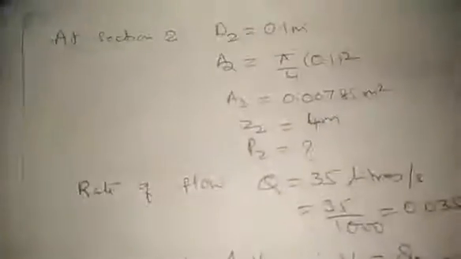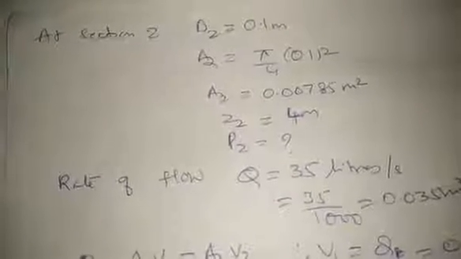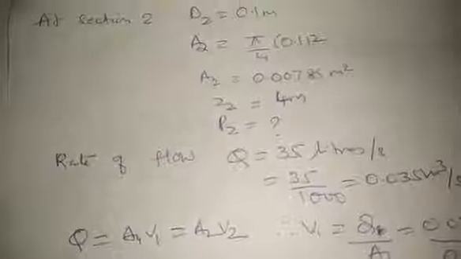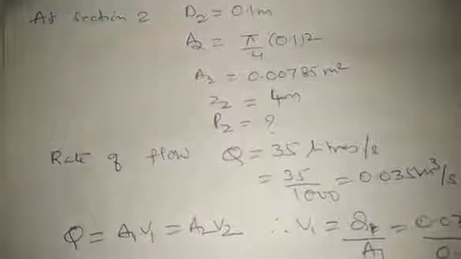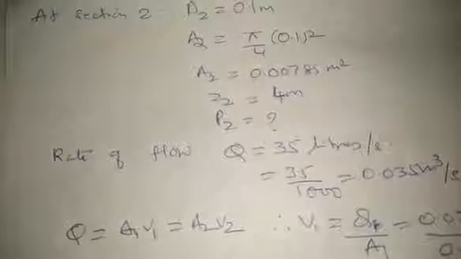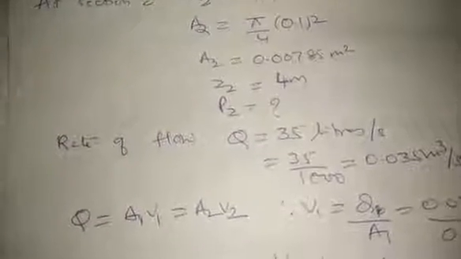Next we'll go to section 2. Section 2, D2 is 0.1 meter. A2 is equal to pi over 4 of D square. So 0.1 square, you will get A2 is equal to 0.00785 meter square. So then Z2 is given. From the datum, it is 4 meter above the datum. So therefore, Z2 is equal to 4 meter.